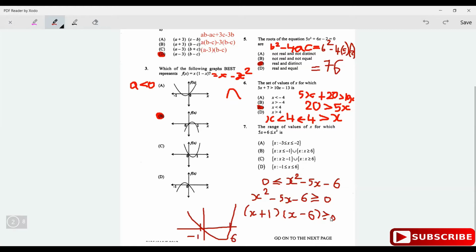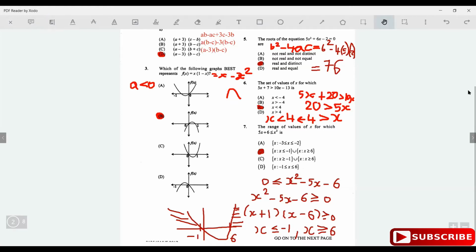And it wants the portion of the graph that is greater than 0, that is outside here. This is the part of the graph that they want. And so the solution, this shaded portion, is x less than or equal to minus 1, or this part of the solution is where x is greater than or equal to 6. So let's look for that. X is less than or equal to minus 1, or x is greater than or equal to 6. That is option B. Nice.